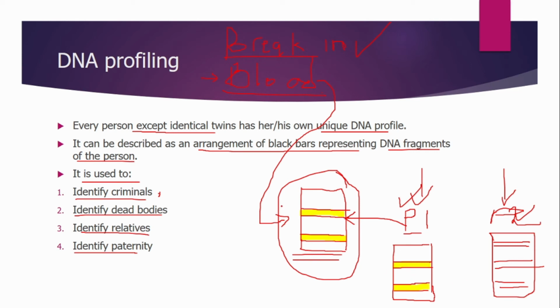Then you can check if the DNA of parent one, of father one, is the same as that of the child. Father two, is it the same as that of the child? From this, we can see that parent number one and the child's DNA profile are the same. Then we know that father number one is the father of the child.